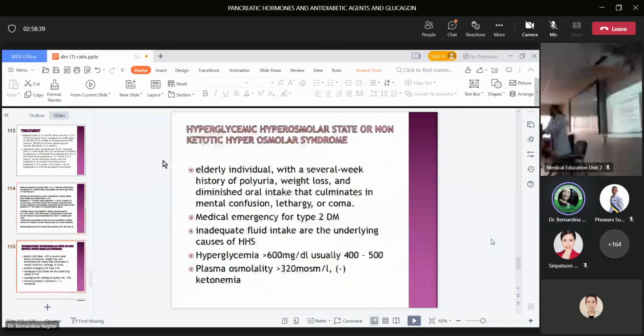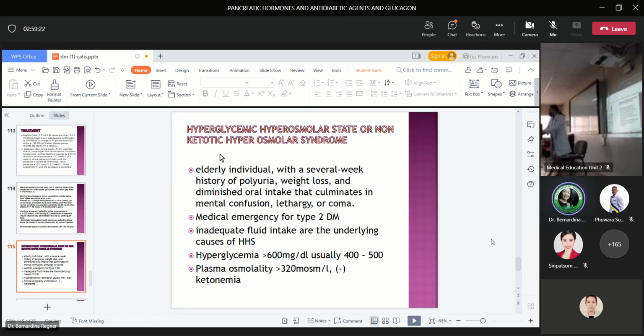Okay, so let's go to hyperglycemic hyperosmolar state or non-ketotic hyperosmolar syndrome. What is the difference between diabetic ketoacidosis and hyperglycemic hyperosmolar state? This usually presents in elderly individuals with a several week history of polyuria, weight loss, and diminished oral intake that will culminate in mental confusion in the elderly, lethargy, or coma. This is also a medical emergency for type 2 diabetes mellitus. How about diabetic ketoacidosis? It is a medical emergency for type 1.